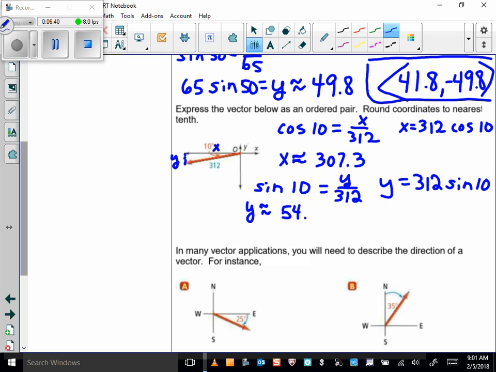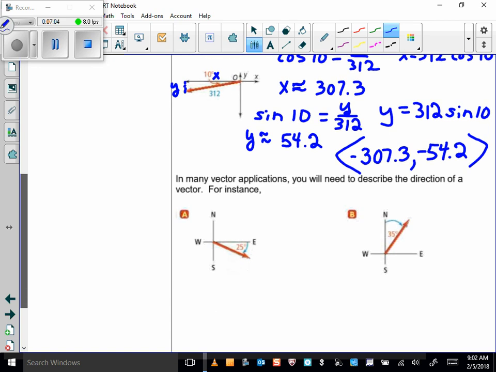54.2. And of course, when I write that in vector notation, as we said earlier, they're both going to be negative because the x is going to the left, the y is going down. They're both negative. So I got negative 307.3, negative 54.2. That's how we find the components of a vector using trig.